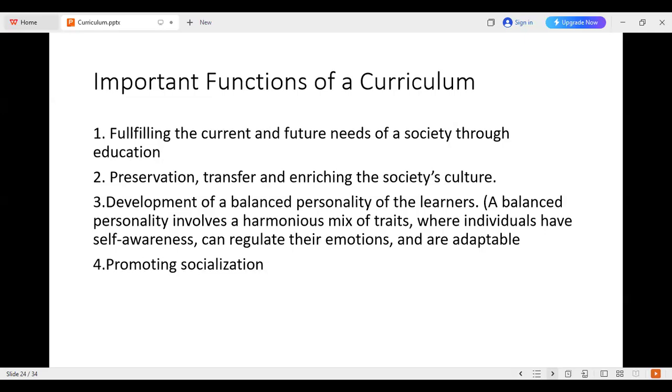Then second, a very important agent of socialization is schools. Therefore, our curriculum should include provisions, include programs to promote socialization. We can compare.